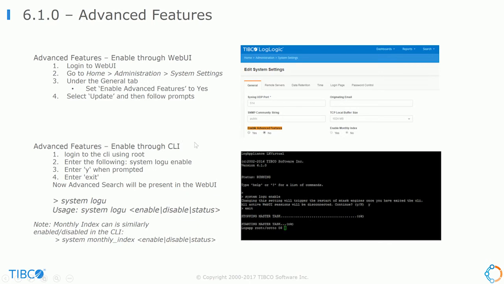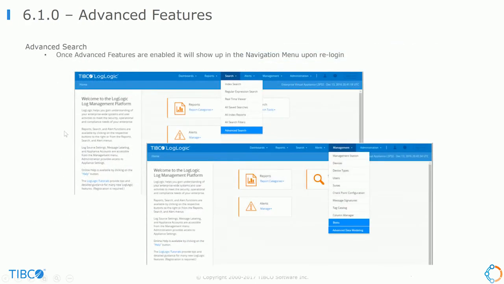Similarly, through the CLI, we have a new LogU command which allows you to enable or disable the advanced features, as well as a similar command for monthly index. Once the advanced features are enabled, it'll show up in the nav menu upon re-login.